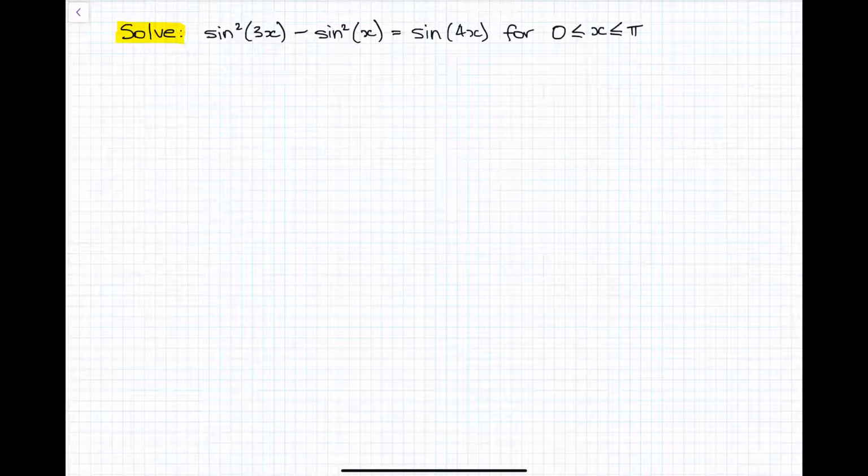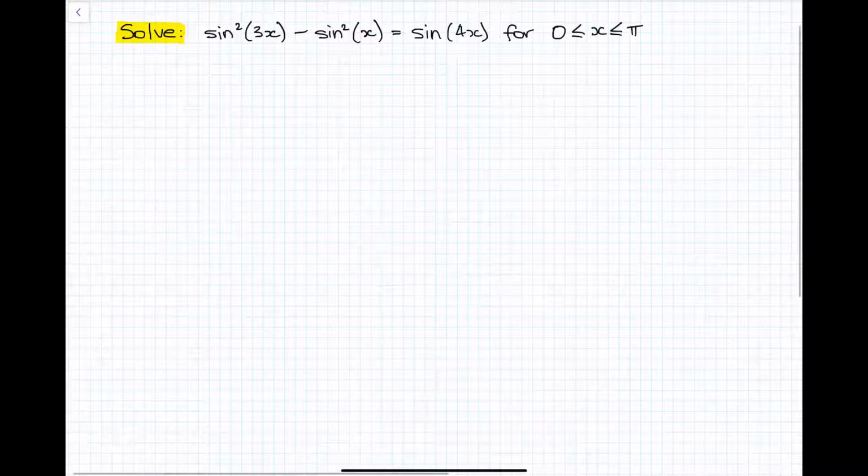Now the first thing to note is that on the left hand side of this equation we've got the sine function to the power of 2, so we've got sine squared of 3x minus sine squared of x. Yet on the right hand side we've only got the sine function to the power of 1, so it's just sine of 4x. And what would be really helpful in solving this equation is if we had the same power on both the left hand side and right hand side.